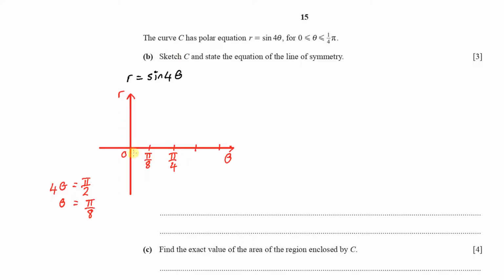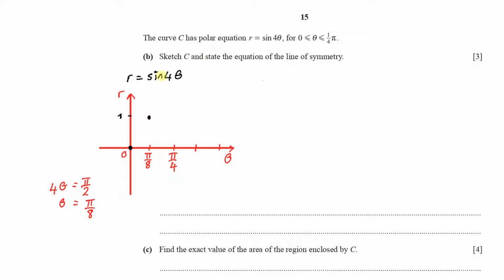Now we're saying when theta is equal to 0, what is r? When theta is equal to 0, that will be sine of 4 of 0. So that's sine of 0, and sine of 0 is 0. So we'll be having a point here. And when theta is equal to pi over 8, r will be equal to sine of 4 of pi over 8, which is sine of pi over 2, which is basically 1. So we know that r is equal to 1 when theta is equal to pi over 8. So we can have 1 around here. So pi over 8 corresponds to 1.